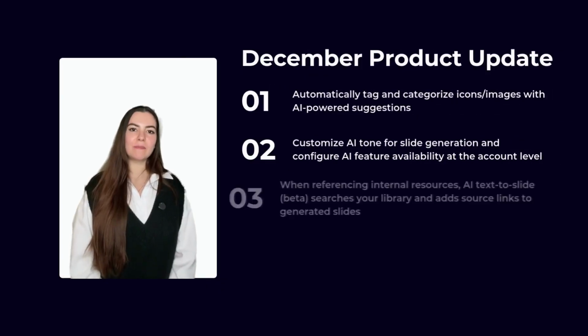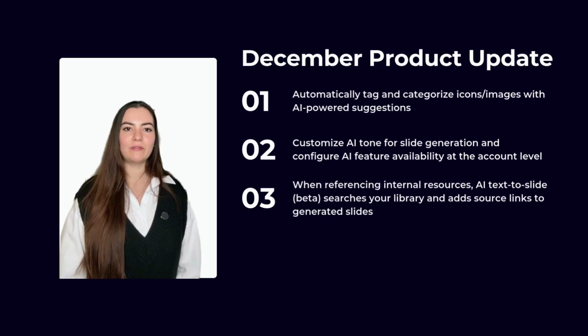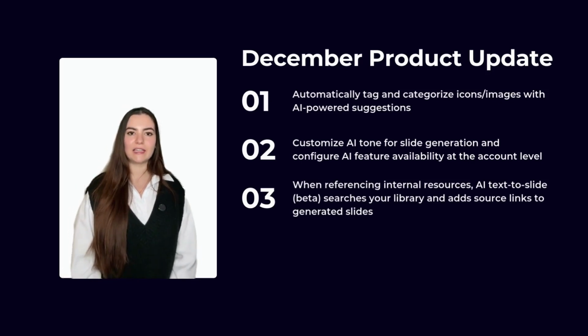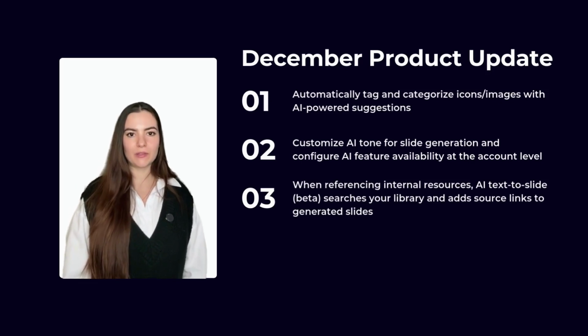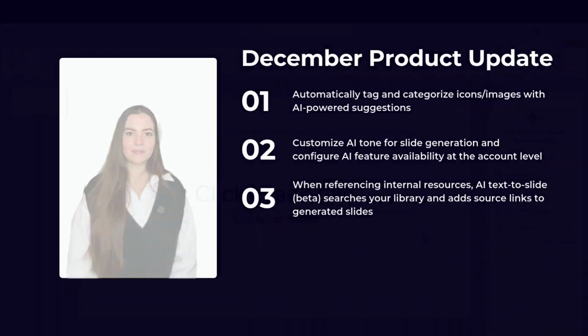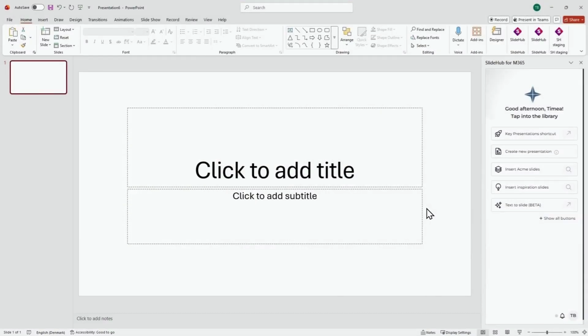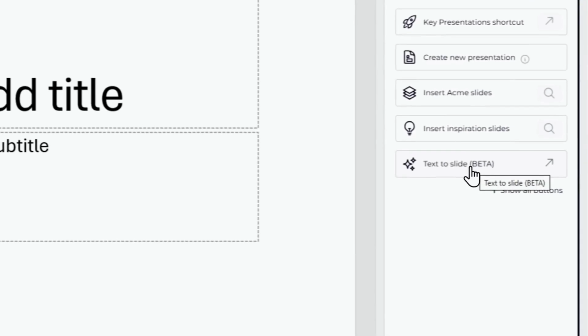Next, let's look at how you can build slides faster using the text-to-slide feature while ensuring that the generated content comes from your approved company materials with source links. Let me quickly show you how to generate slides using SlideHub's text-to-slide AI feature. Click the text-to-slide button in the add-in.